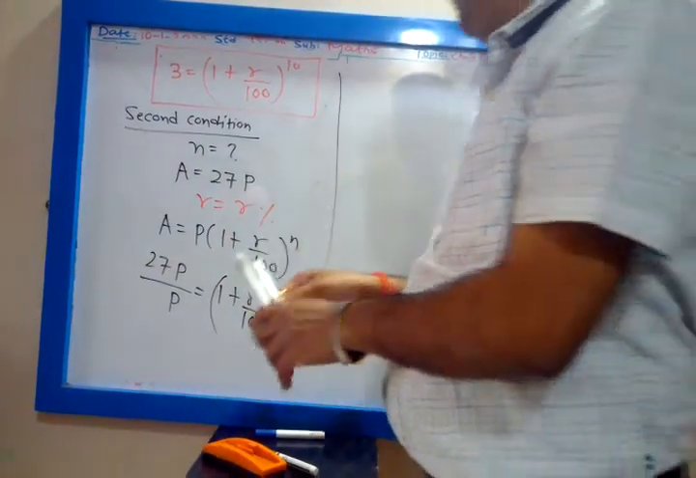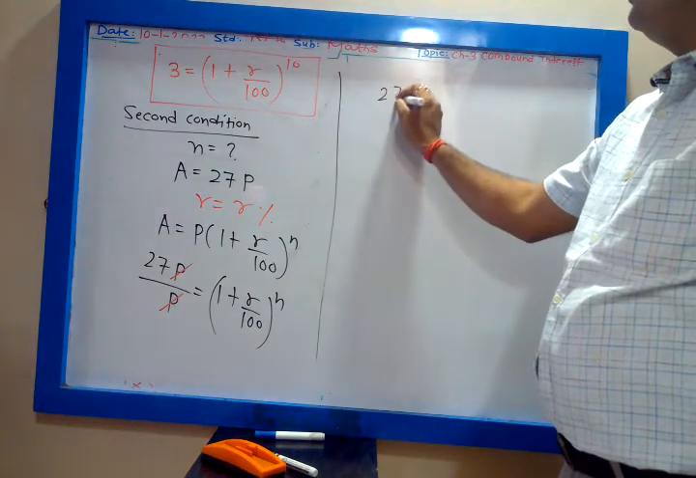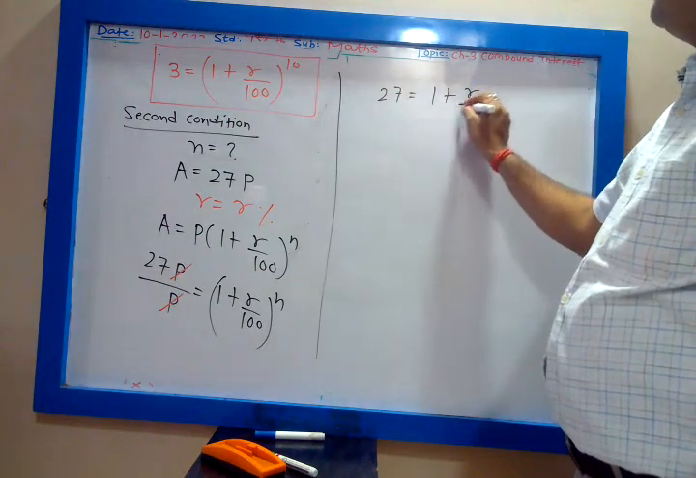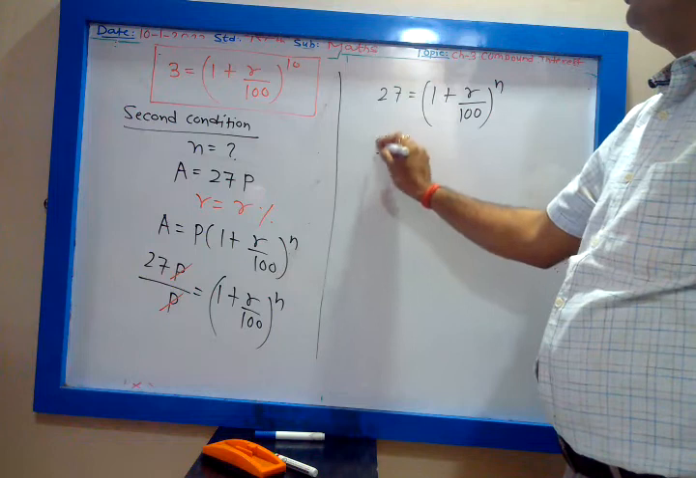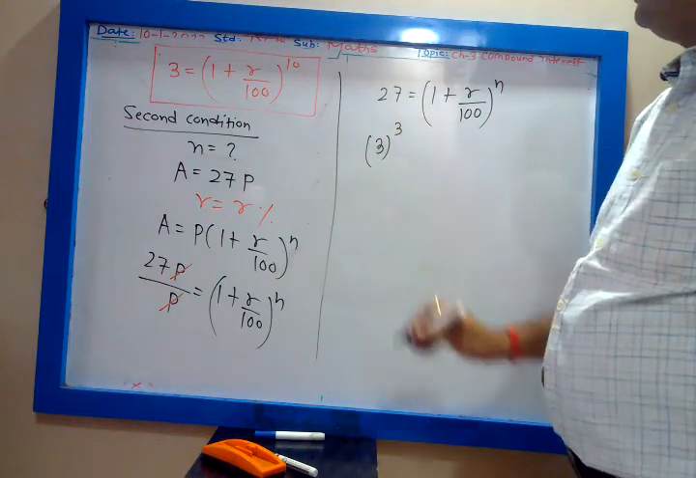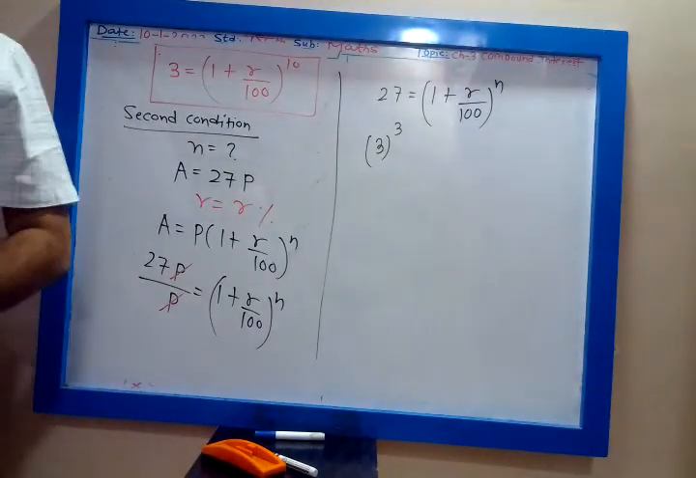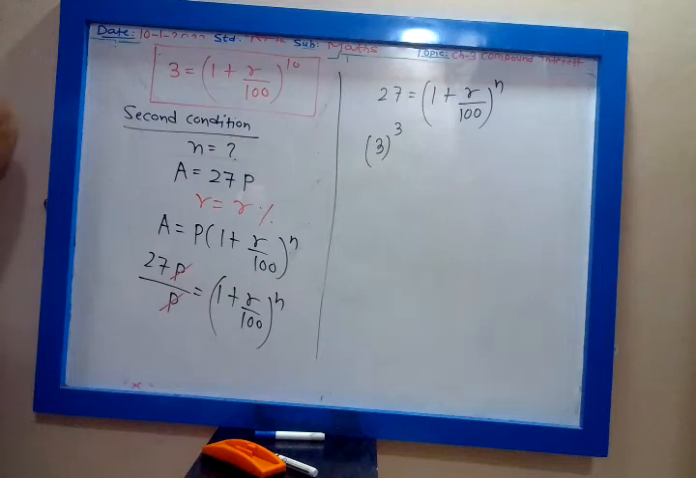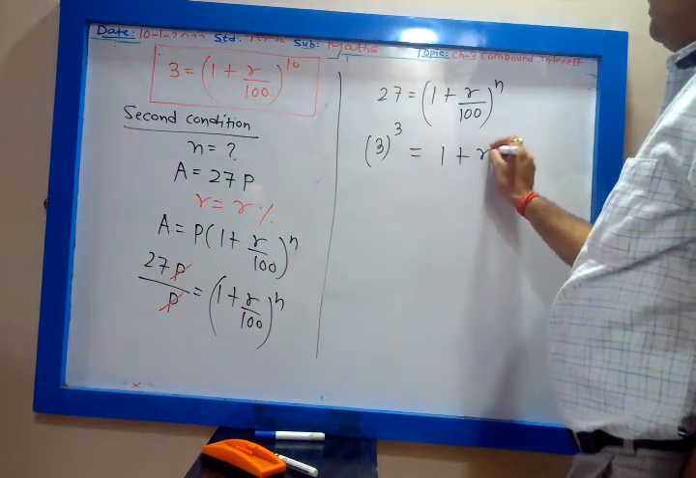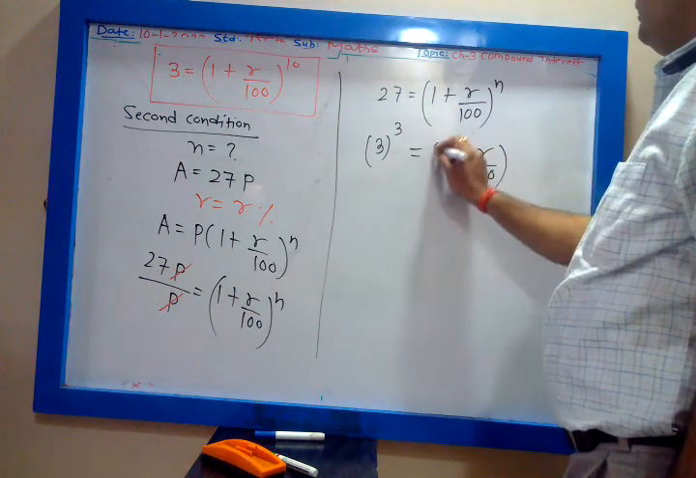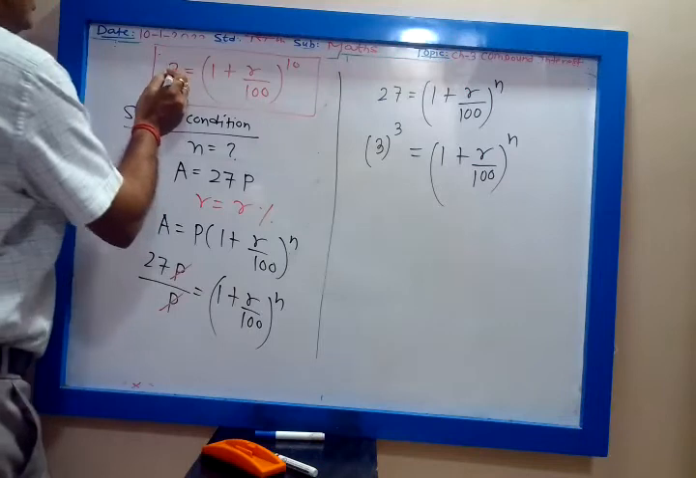PP get cancelled. So 27 is equal to 1 plus R upon 100 raised to N. Correct? 27 I can write as 3 cube. 3 cube is equal to 1 plus R upon 100 raised to N. Okay? So now this value of 3 I will put there.